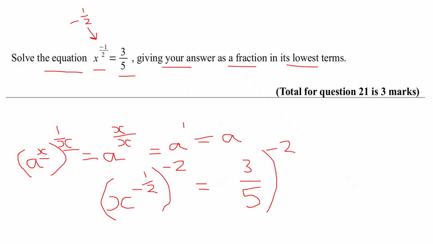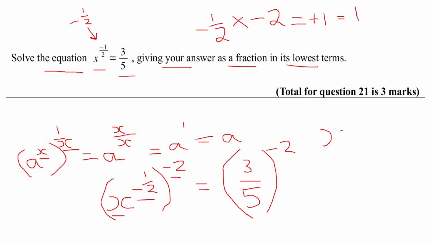On the left hand side, when I have a base raised to a power raised to another power, I'm going to multiply those powers. So minus a half times minus 2. The two negatives become a positive, and a half times 2 is just going to be 1. So we have x to the power of 1 on the left hand side, or just x, because anything to the power of 1 is just itself, equals 3/5 to the power minus 2.